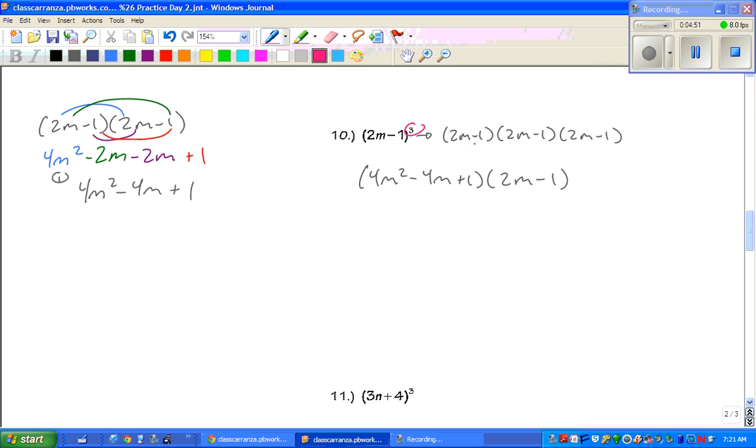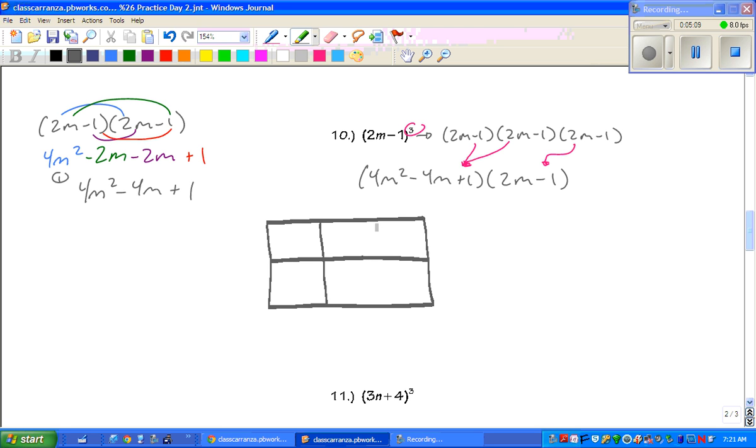And then we're going to multiply that by the 2m minus 1. So those two guys make that, that comes down. And then just like before, I'm going to do the box method. I know that these guys are going to be able to combine. And now let's figure out what they are. So we got 4m squared minus 4m plus 1. This is one where you will have to be careful about your signs.